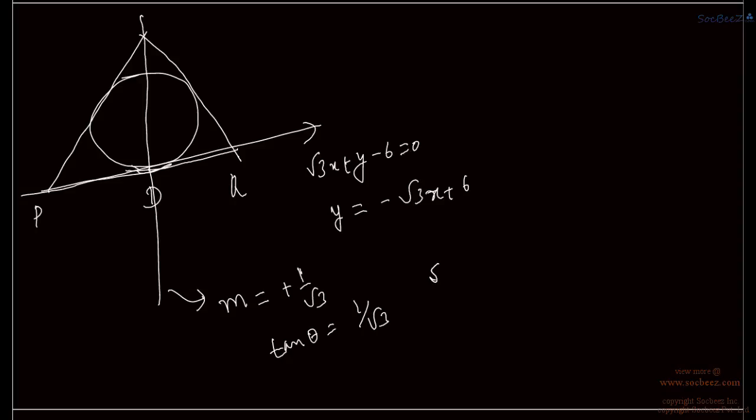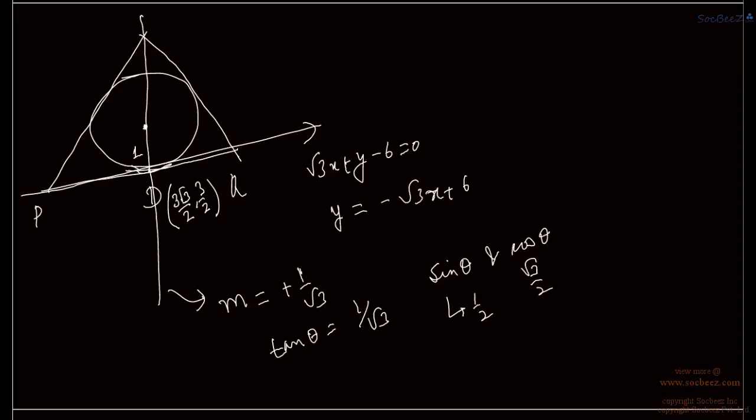So sin theta and cos theta respectively are half and root 3 by 2. And here is the center, so it is 1 unit away from this point D. The coordinate of point D is given by 3 root 3 by 2 and 3 by 2. So it is 1 unit away from this side, and we have to find the center.